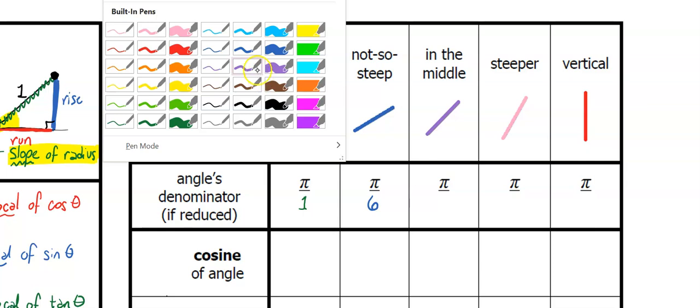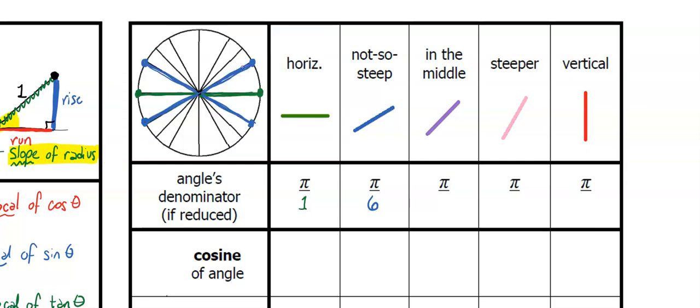The in the middle guys, let me get a purple here. So the ones that are not super steep, not super shallow, this is a pi over 4, 3 pi over 4, 5 pi over 4, and 7 pi over 4. Those guys that are just kind of in the middle. They're not super steep like this pink one. They're not shallow like the blue, they're just kind of smack dab in the middle. They're like a 45-degree angle, or pi over 4 radians.